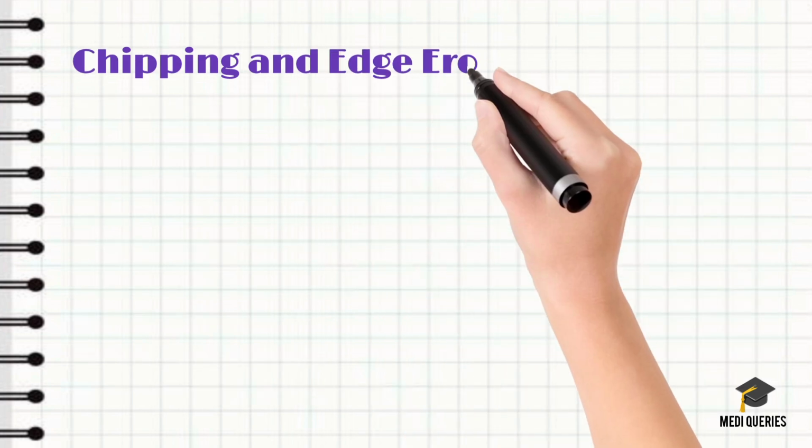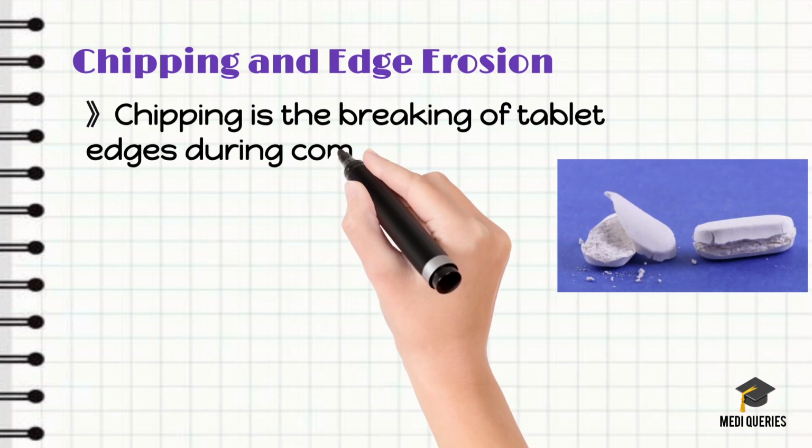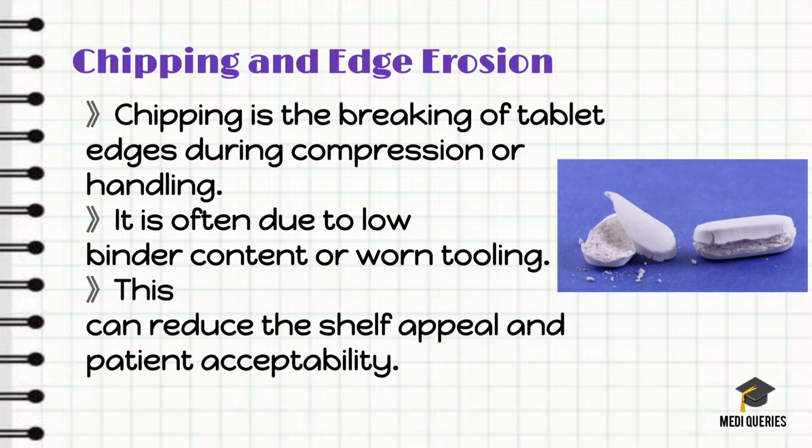And the next one is chipping and edge erosion. Chipping is the breakdown of the tablet edges during compression or handling. This usually occurs due to insufficient binder, low moisture, or too much friability in the formulation. It can also be caused by worn-out punches, improper ejection settings, or tablets hitting the die walls. The tablet edges are more vulnerable because they receive the most mechanical stress here.